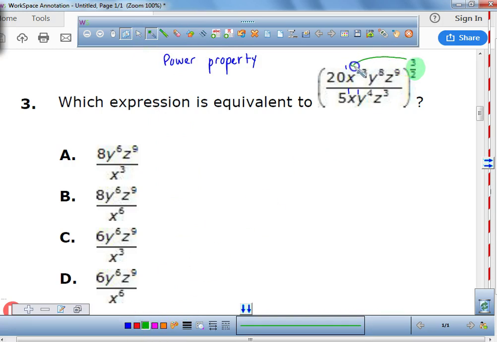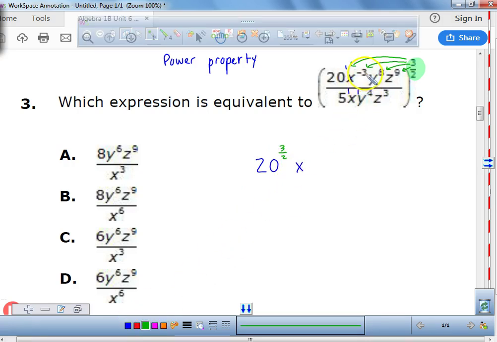So we're going to apply to every single one of these. We're going to multiply 3 over 2 times 1, 3 over 2 times negative 3, 3 over 2 times 8, and 3 over 2 times 9. I'm going to do that numerator first. So here we go. In the numerator, you will have 20 to the power of 3 over 2. You will have x to the power of, what is negative 3 times 3? Negative 9. So it's going to be negative 9 over 2. Okay? Then we have y to the power of, what is 8 times 3? 24. What's 24 divided by 2? 12. Boom. That's why that's a 12. Okay? And last but not least, we have z to the power of 9 times 3 is 27, and that's over a 2. So that's everything that's in the numerator.